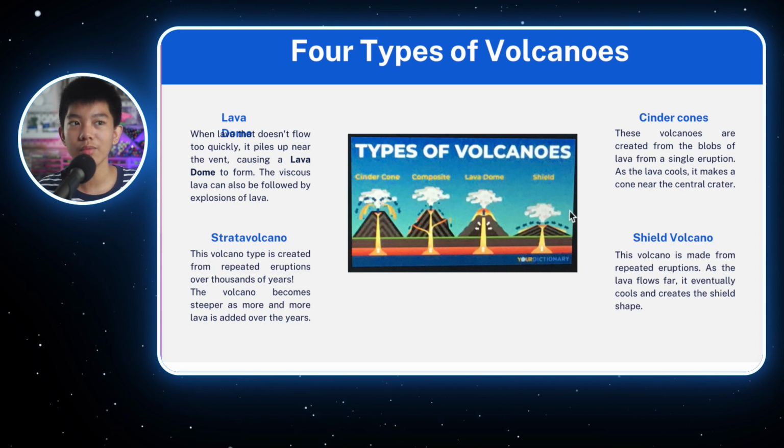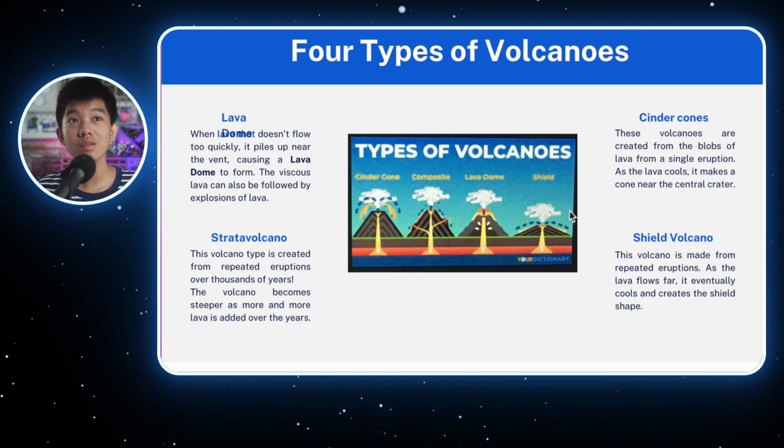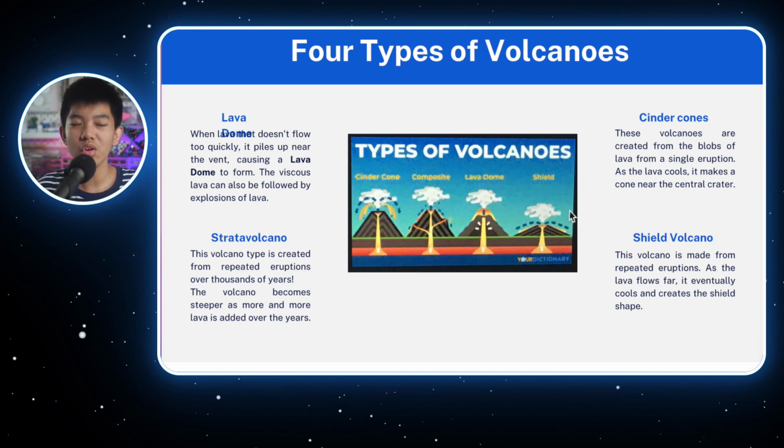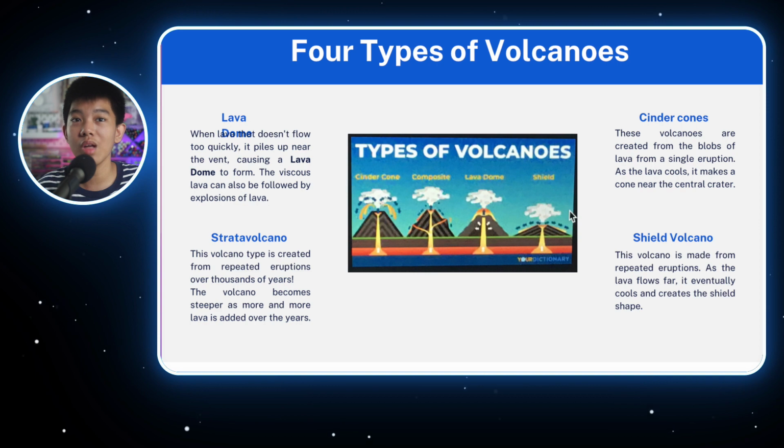And finally, we've got the lava dome. You see, when lava that doesn't flow very well gets stuck near the vent in the volcano, it causes something called a lava dome to form. And this is very dangerous because the not so flowing lava can also be followed by explosions of lava. So if that starts happening, you better start praying.